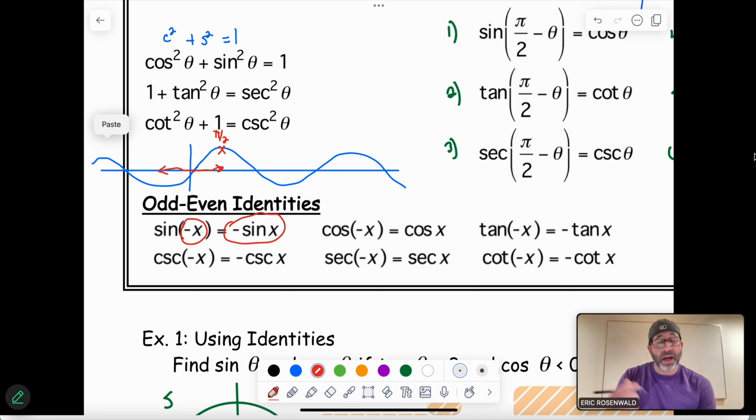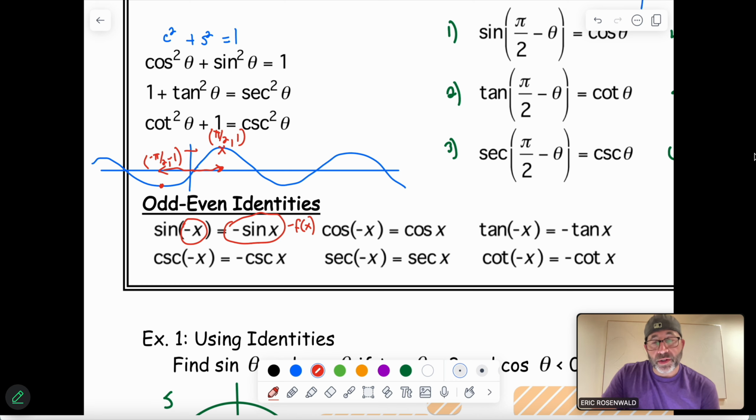Remember, this is saying the negative f of x, which is saying the opposite y value. So instead of me going up to a 1 right here at pi over 2, 1, I end up with another value over here, which is at negative pi over 2, negative 1. So that's all these odd-even identities do for us, is just expose what happens if I use the opposite x value.